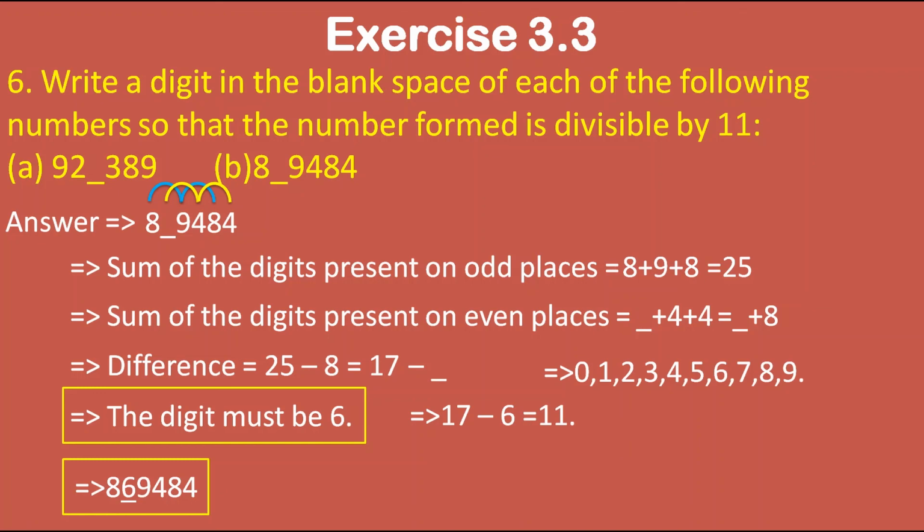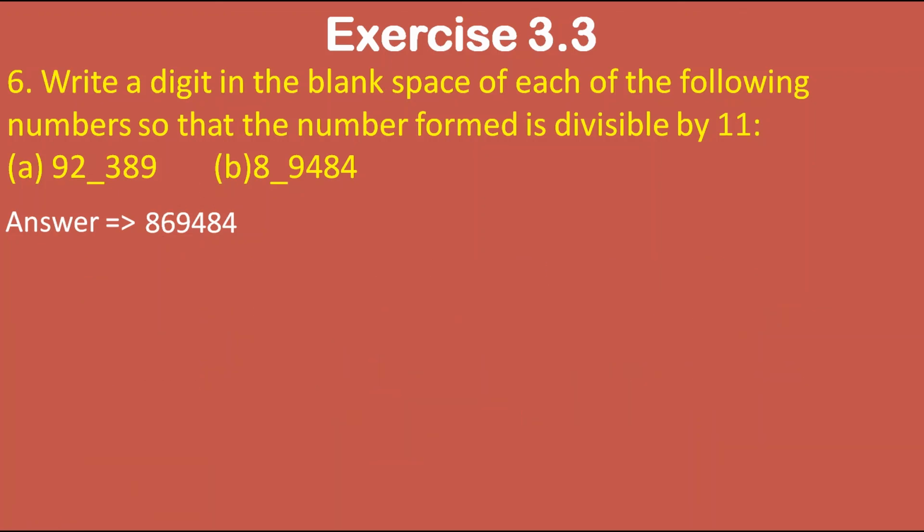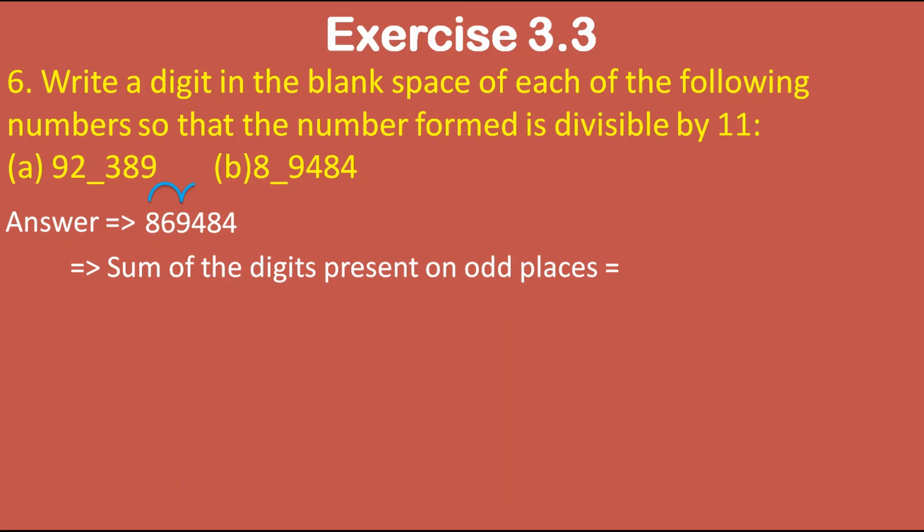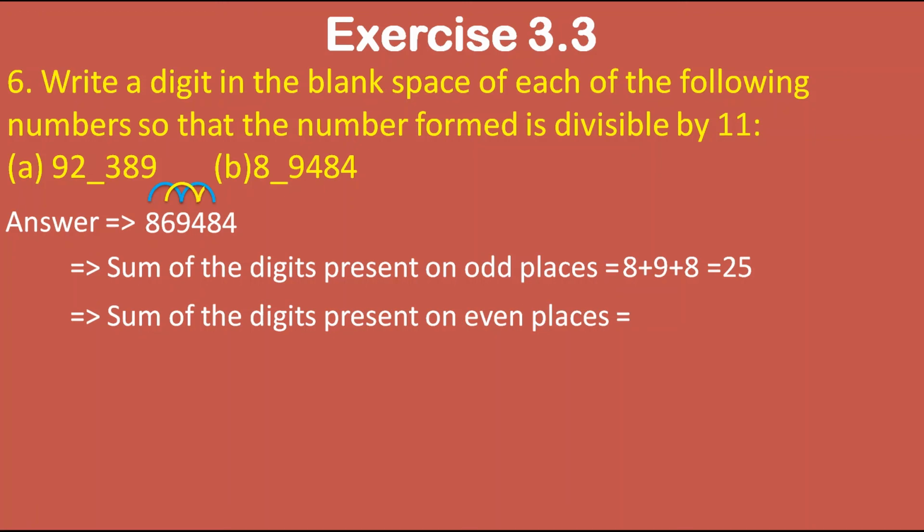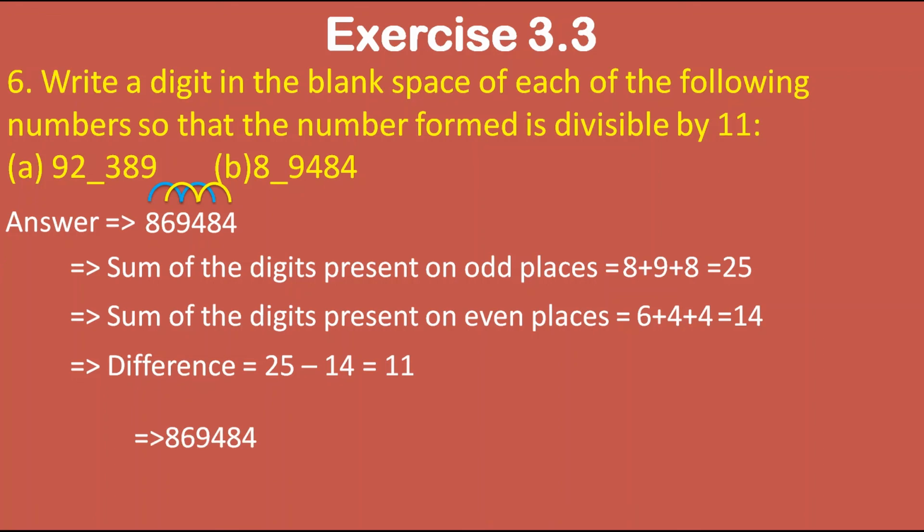Okay, let's cross check. First we find the sum of the digits present at odd places, and those are 8 plus 9 plus 8, which gives 25. The sum of the digits present at even places, that is 6 plus 4 plus 4, gives us the answer as 14. When we subtract them, we get the answer as 11, and 11 is a multiple of 11, which means the number is divisible by 11. Therefore the digit must be 6.